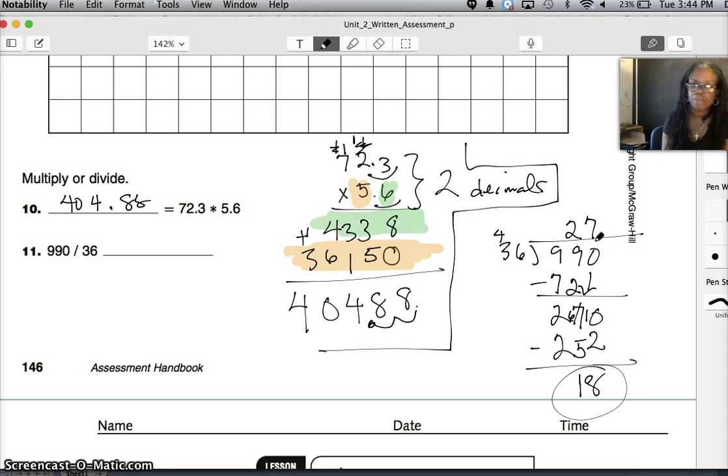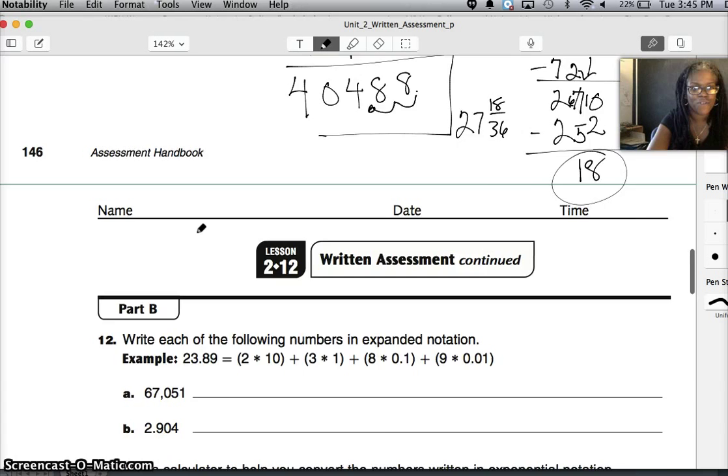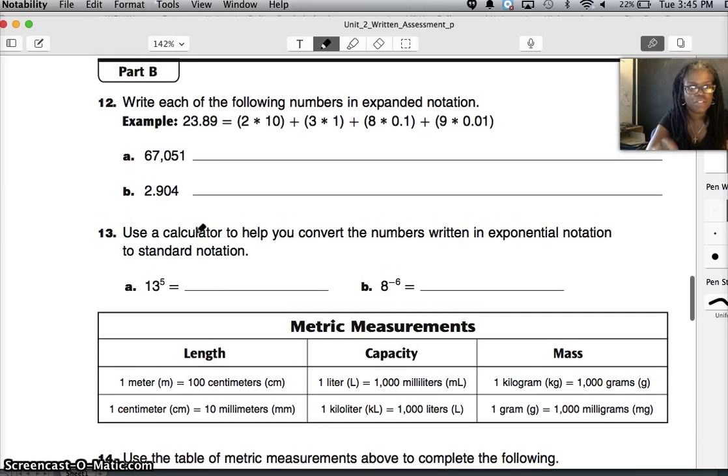So what I do with my remainder, I could put a decimal and keep dropping, but at this point, it's totally cool to say 27 and 18 over 36. Many of you realize that 18 over 36 is just 1/2, so we have 27 and a half. Let's move on a little bit more to a couple other problems.